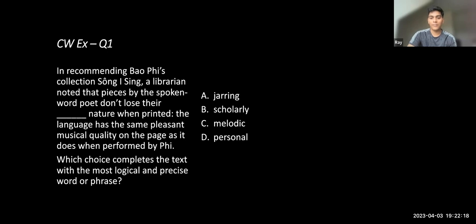The language has the same pleasant musical quality on the page as it does when it is performed by singing. Oh yeah, it's going to be C. Which one? C. Did you say D, personal? No, C, melodic. Okay. So of the 4 options, which one is ruled out first? Straight away, personal.